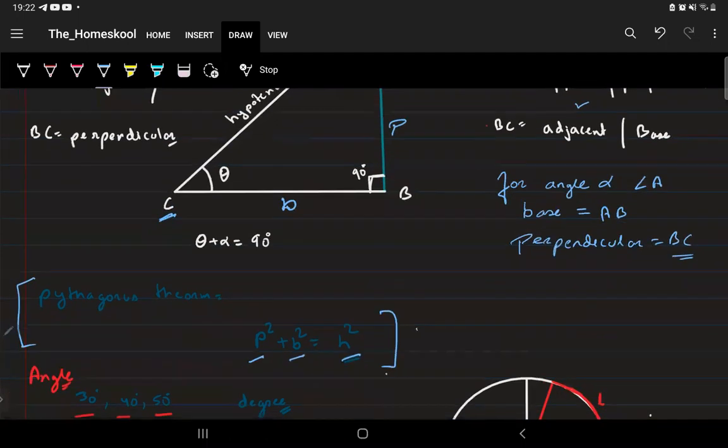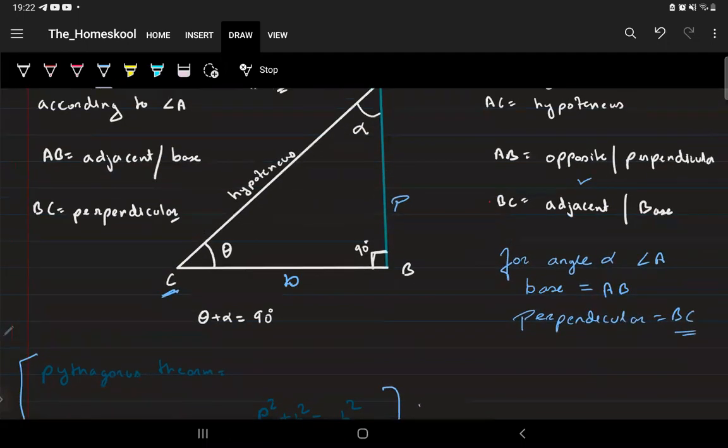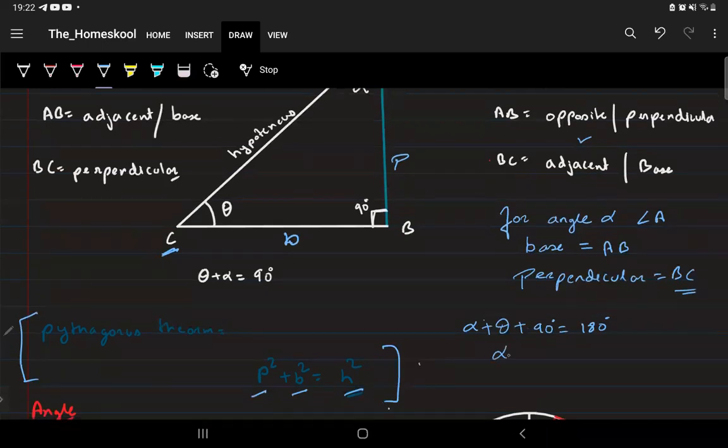Now there's one more thing that we know about the angles. We know that the angle sum of any triangle, the sum of all the angles of any triangle, is equal to 180 degree, which means alpha plus theta plus 90 degree is equal to 180 degree. If we transpose this 90 degree to the right hand side, I get alpha plus theta is equal to 90 degree. So this is the second relationship. So these two things are the only two things that we know in case of a right angle triangle.